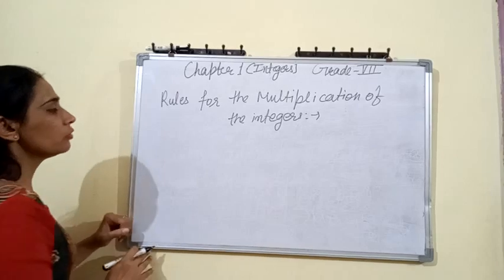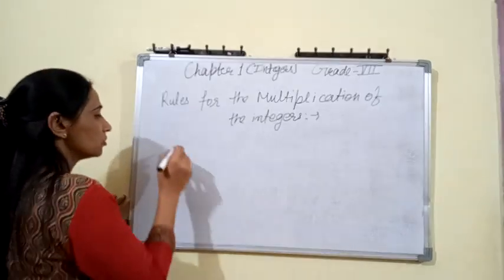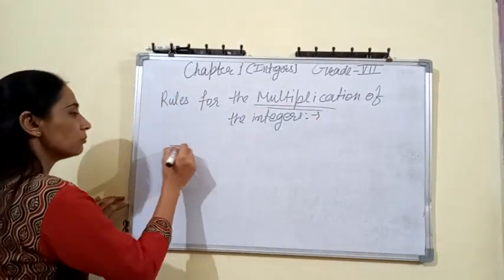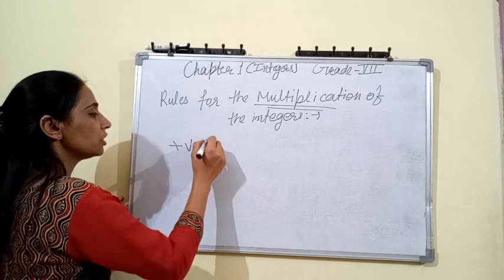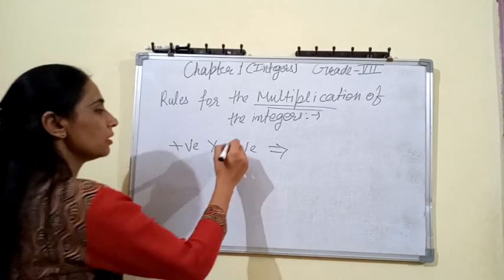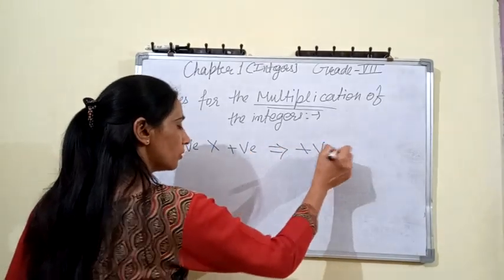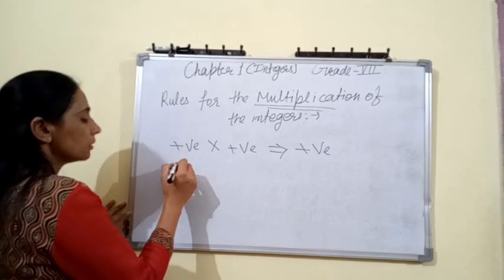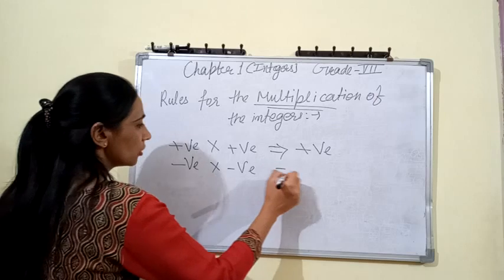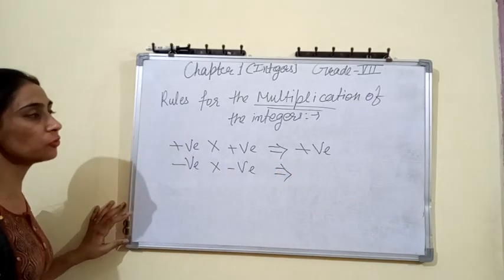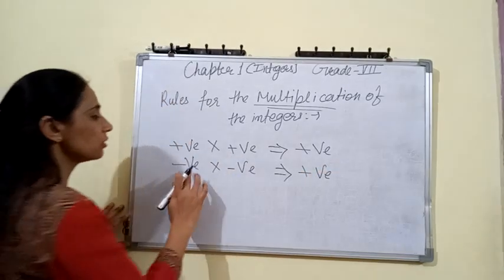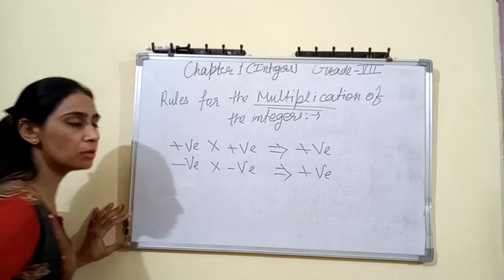Here we are doing multiplication. When you are multiplying a positive integer with a positive integer, your answer will be positive. When you are multiplying a negative integer and a negative integer, will your answer be negative or positive? Your answer will be positive. Why? Because in multiplication, minus minus is plus, and plus plus is also plus.